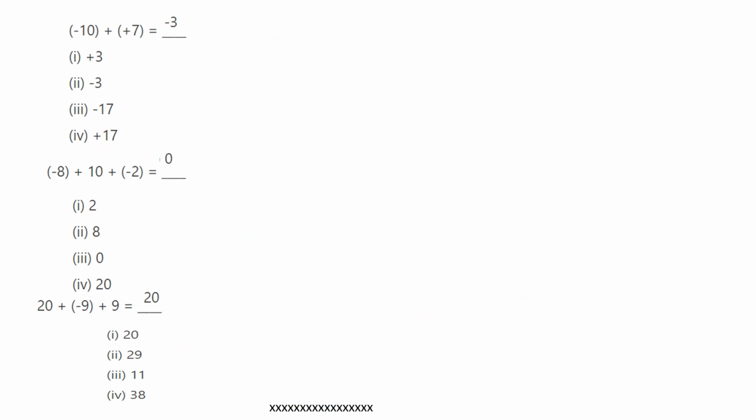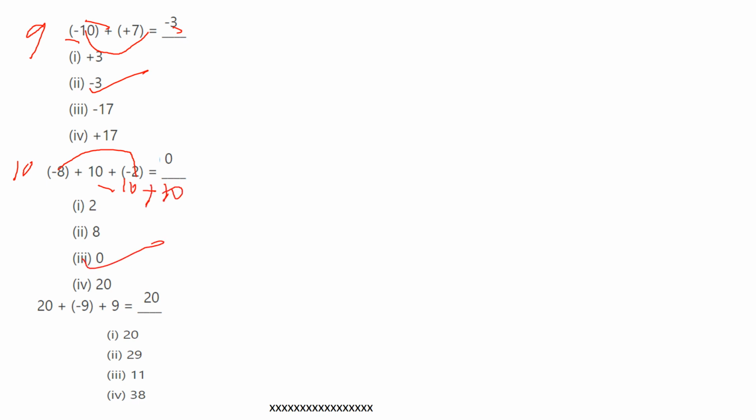Ninth sum, minus 10 plus 7. One minus, one plus, so subtract the numbers. 10 minus 7 is 3. What is the greater number's sign? Minus. So minus 3 is the answer. 10th one, minus 8 plus 10 plus minus 2. We can add the same signs: minus 8 plus minus 2 is minus 10, and minus 10 plus 10 equals 0.